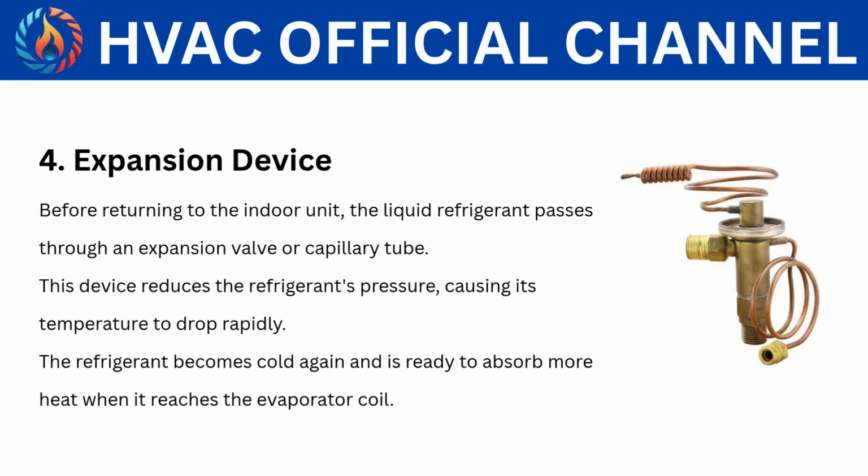4. Expansion device. Before returning to the indoor unit, the liquid refrigerant passes through an expansion valve or capillary tube. This device reduces the refrigerant's pressure, causing its temperature to drop rapidly. The refrigerant becomes cold again and is ready to absorb more heat when it reaches the evaporator coil.